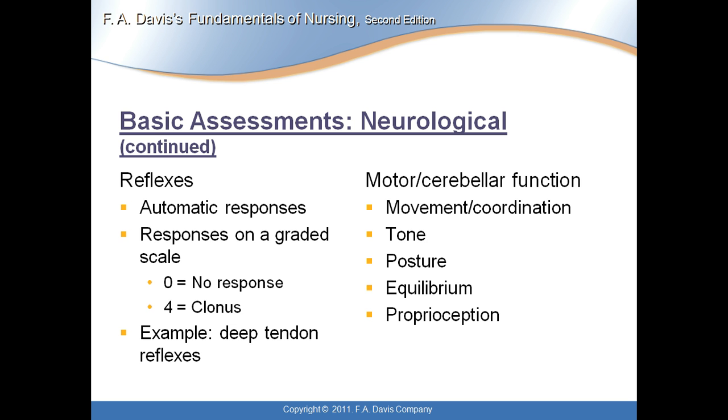You'll check for movement, coordination, tone, posture, equilibrium, and proprioception. So with proprioception, this is actually the ability to position their own body. You'll find that patients who have had either some sort of stroke or cerebral accident tend to lean to one side. You can prop them back up and align them with the bed, but then they tend to kind of lean. So that's what that means.